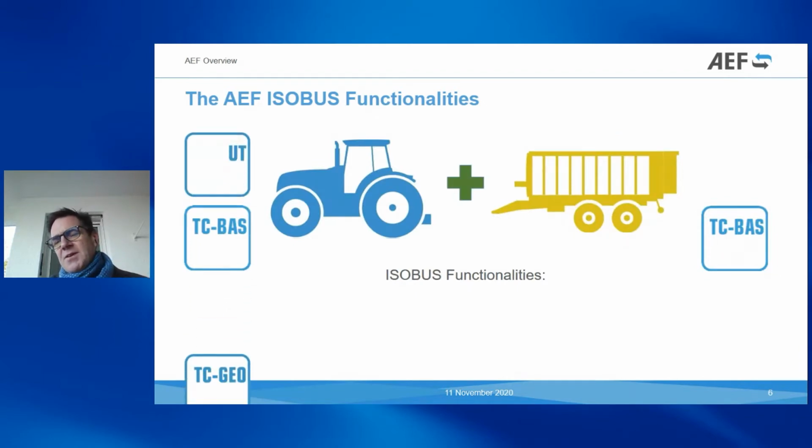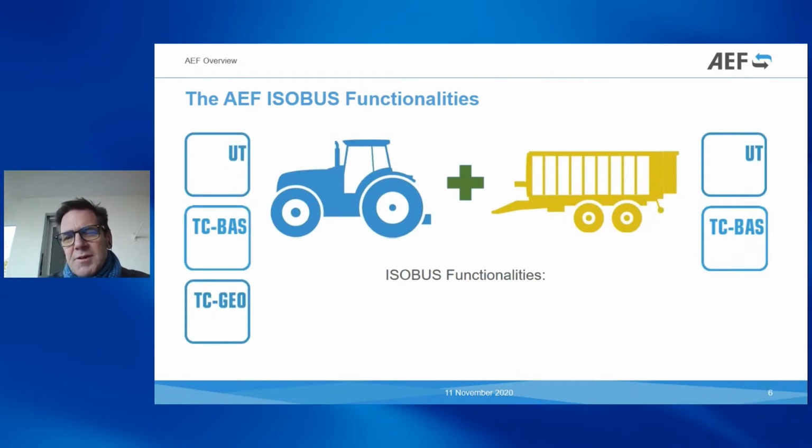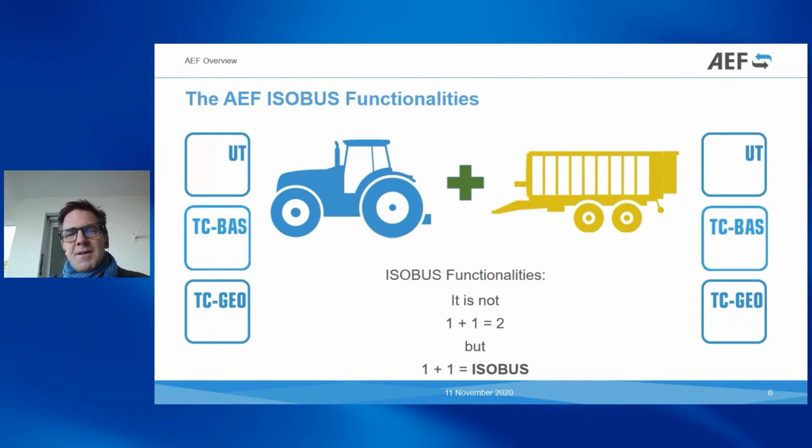Yeah, so as I mentioned here, in this case, if we've got a tractor with a slurry wagon, you can see, you look up in the database that the tractor supports UT, task controller, basic task controller, geo. You see that the forager wagon supports the same functionalities. Then you know when you plug those two together on the isobus, these should be the compatible functionalities.